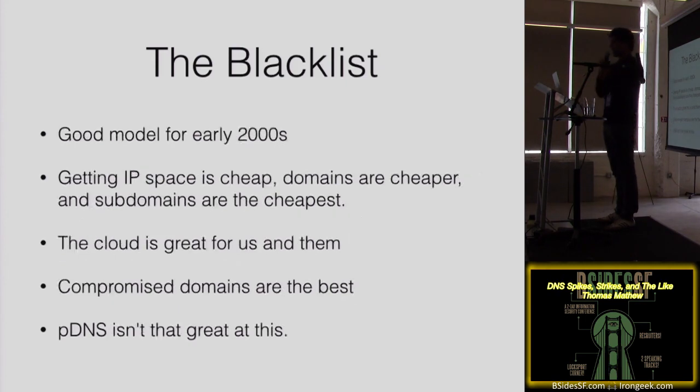The problem is, this was great in the early 2000s. Getting IP space is cheap, domains are cheaper, and subdomains are the cheapest. So if you're an attacker, you can easily buy a little bit of IP space from a VPS provider, host whatever malicious content you want, and then quickly tear down the servers in a matter of hours. Passive DNS is too slow and many times does not record these types of transactions correctly, because you don't get to see the actual flow of new IPs being created unless you get an entire global reach, which no individual or company has.